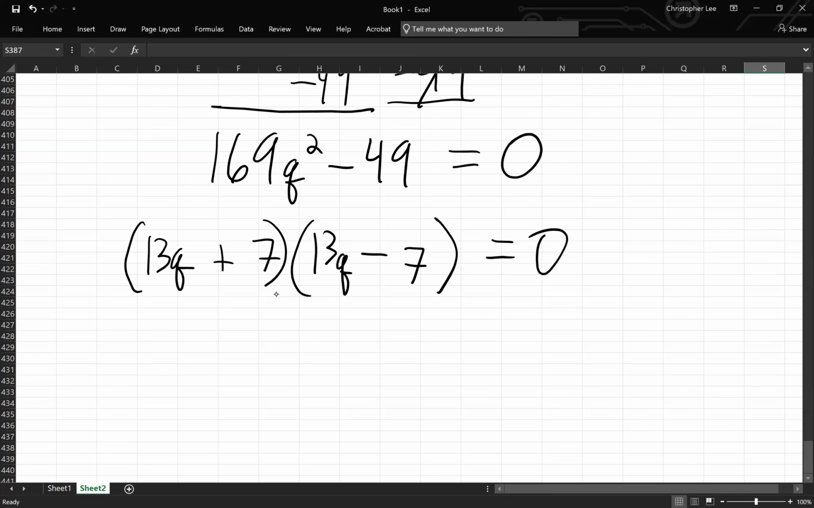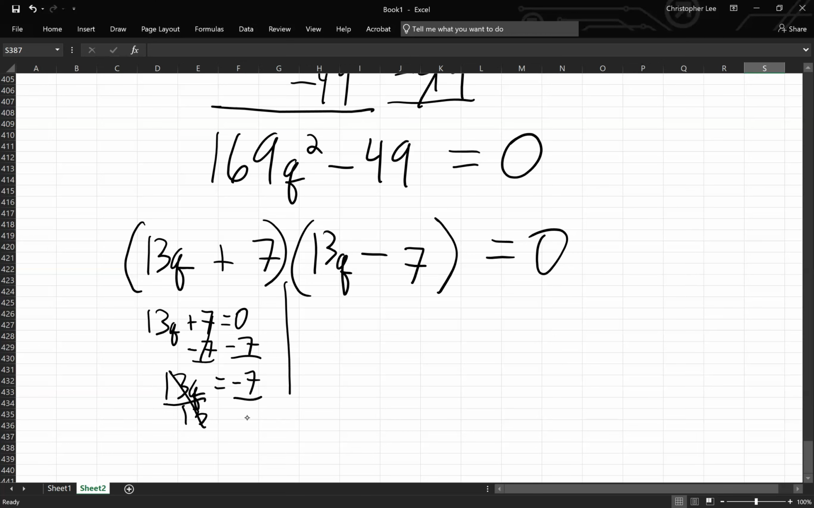Now, all you got to do, same thing we've been doing from day one, right? 13q plus 7 is equal to 0. Just solve for q. I'm going to subtract 7 from over here, where I do to one side, do to the other. So I got 13q is equal to negative 7. Divide by 13, what you do to one side, you do to the other. So q1 is equal to negative 7/13.